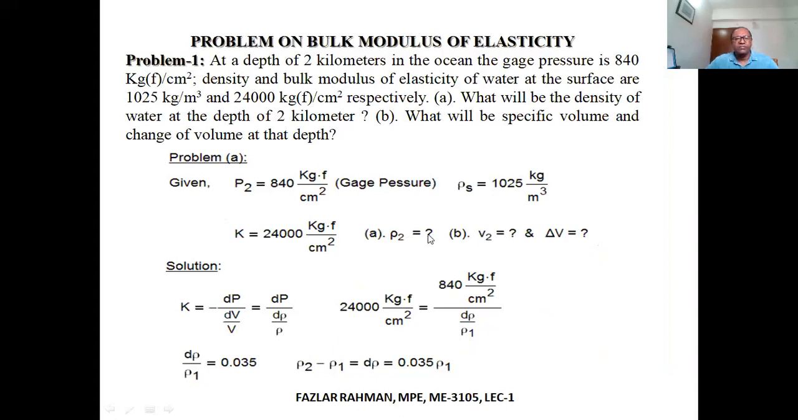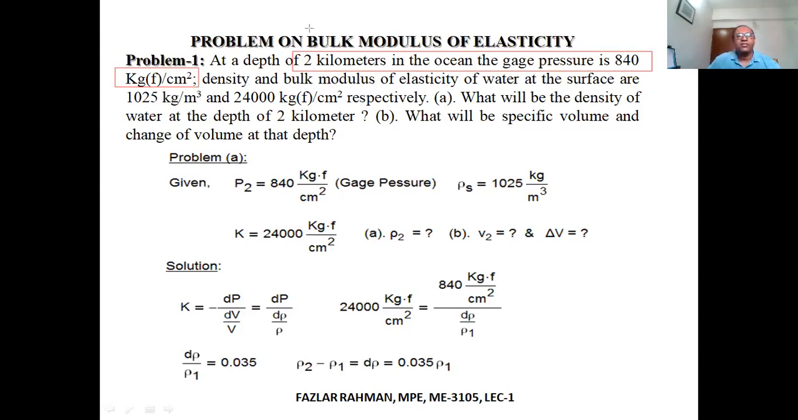We have time? We can solve a small problem. What is it saying over here? At a depth of 2 kilometers in the ocean, gauge pressure is 840 kg force per centimeter square. That means at the 2 kilometer depth of the ocean, this much is the pressure.